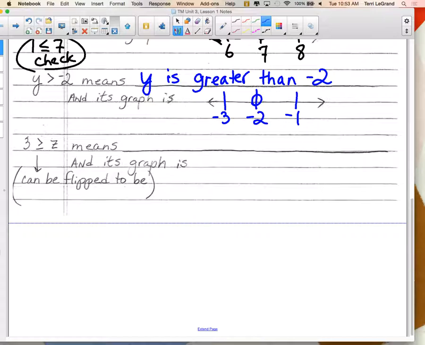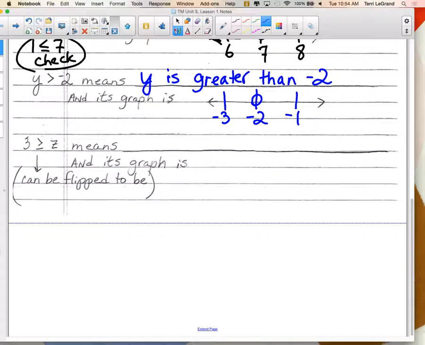Is -2 a solution? Is it part of the group? What do you think? Is -2 part of the group? Y is greater than -2. Is -2 greater than -2? No. Then it's not part of the group, is it? So we leave the circle open. Here's still the endpoint, but it's not part of our group. It's where we're going to start.